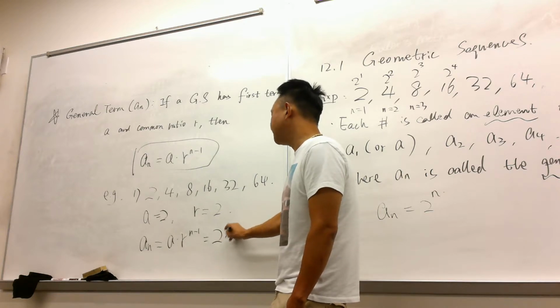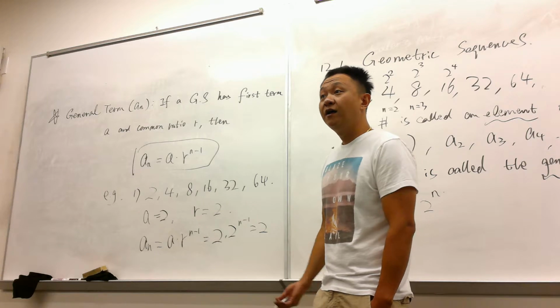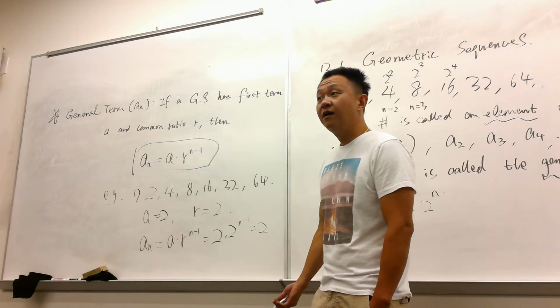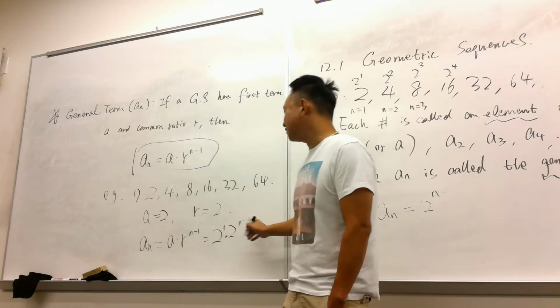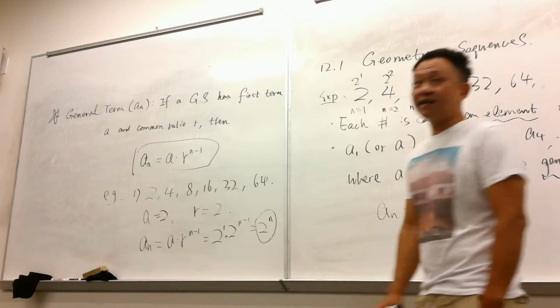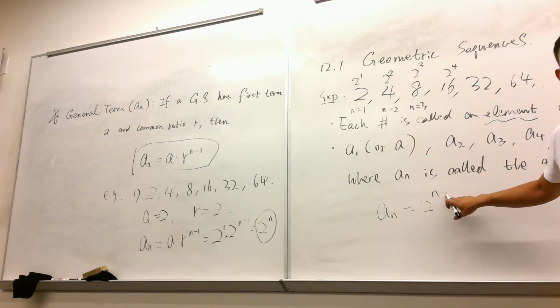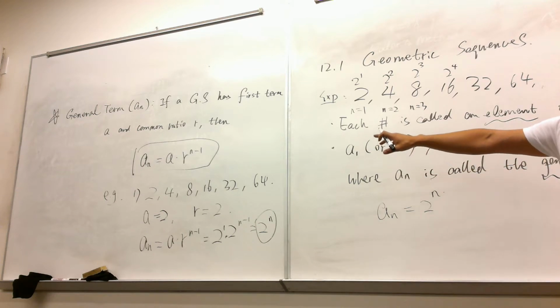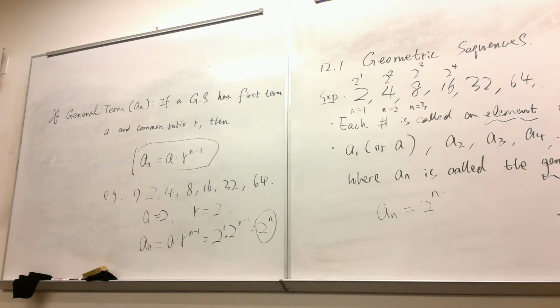So 2 times 2 to the n minus 1 gives you 2 to the 1 times 2 to the n minus 1. This together gives you 2 to the power of n. And this is exactly the formula that we found in the beginning, that is a sub n equals 2 to the n. So what is going on here is I give you a way to find the general term in any arbitrary geometric sequence.